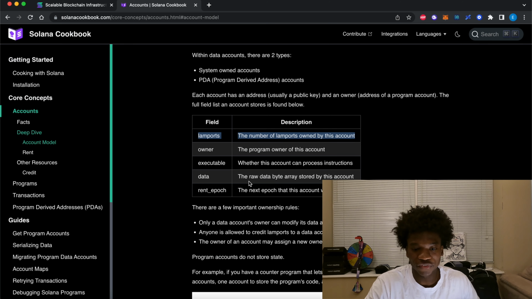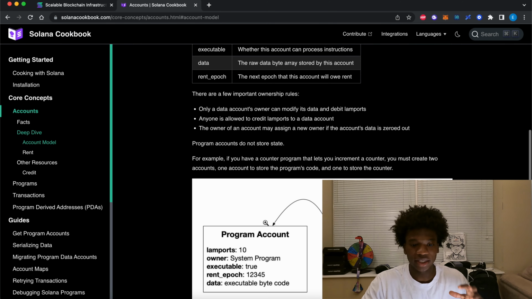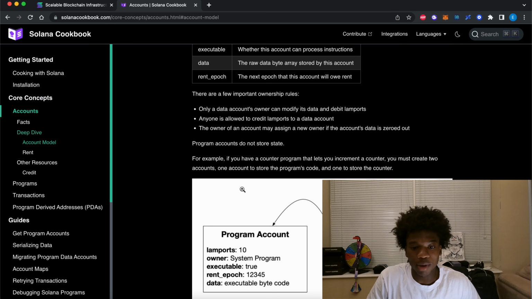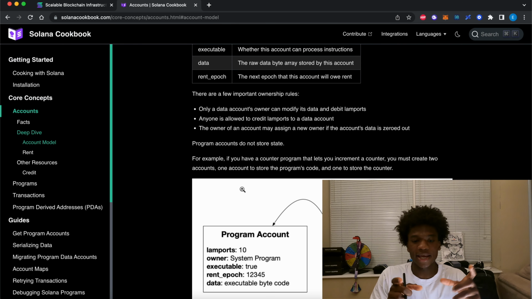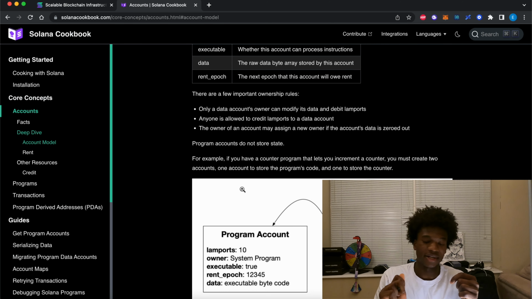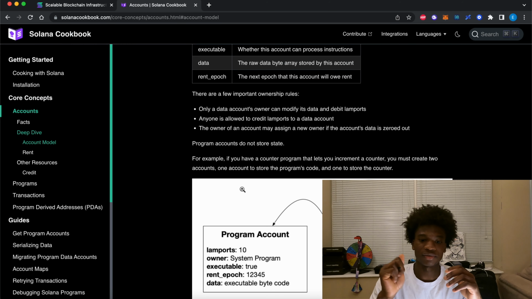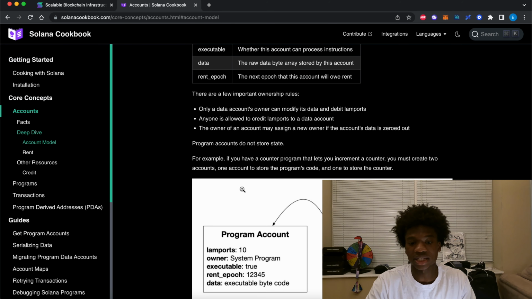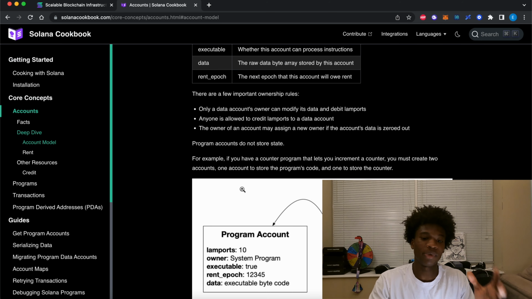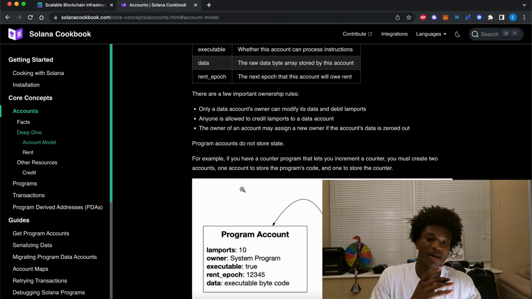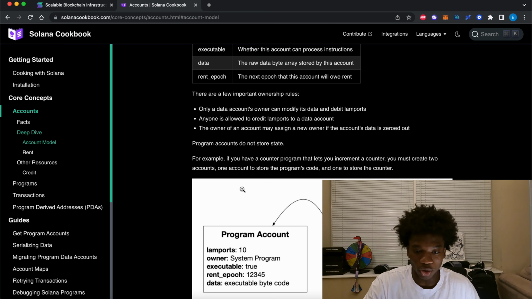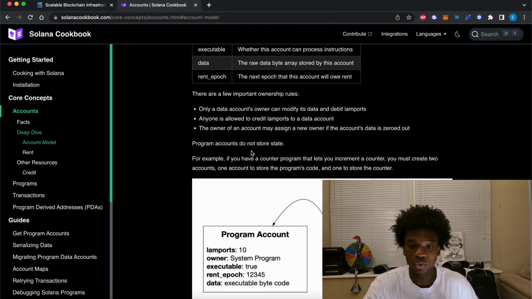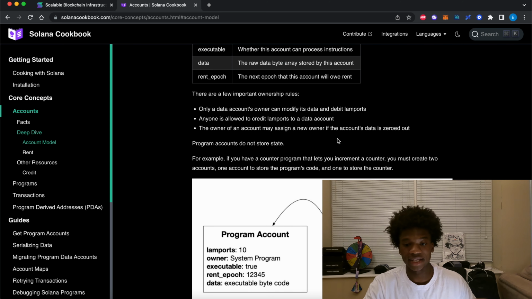So there are a few important ownership rules. Only a data account's owner can modify its data and debit lamports. Essentially, only the data owner can modify what is stored in the account and debit the lamports, meaning spend the lamports. Anyone is allowed to credit lamports to the data account, meaning anyone is allowed to send some type of Solana or any other tokens to that data account. The owner of an account may assign a new owner if the account's data is zeroed out.